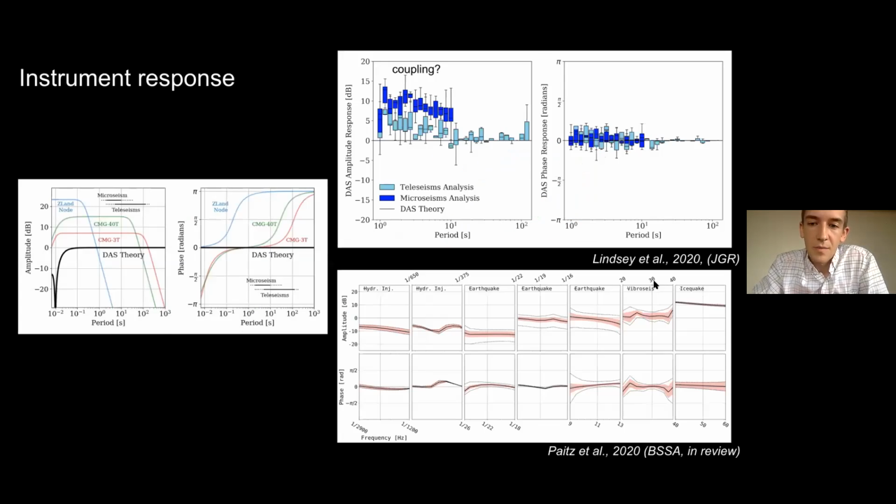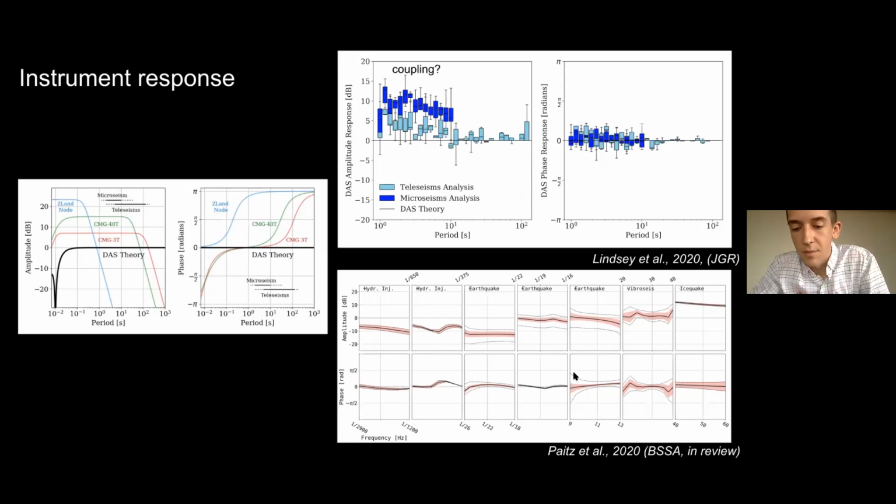And I just wanted to show these two examples. We did this experiment where we put out a broadband CMG3T sensor next to a DAS, a standard broadband sensor, and compared teleseisms and microseisms. And we see a flat phase response. And then the amplitude response is flat from 10 to 100 seconds, but then goes up at shorter periods. So higher frequencies do show this increased amplitude response. And the thought is that this is related to coupling of the cable.